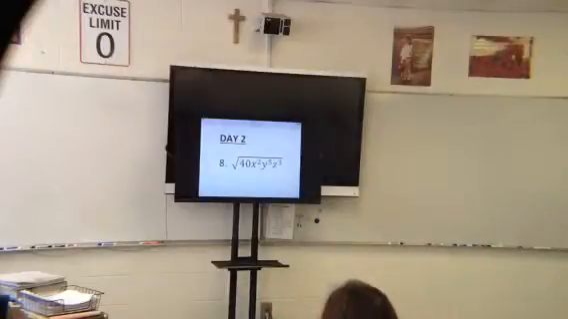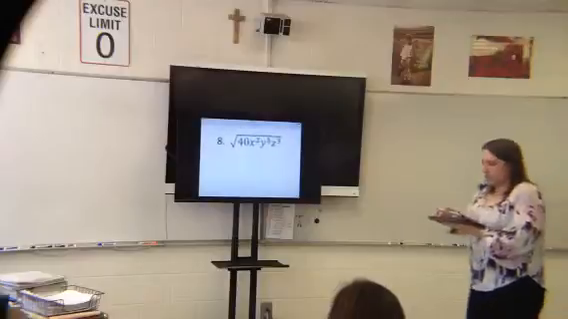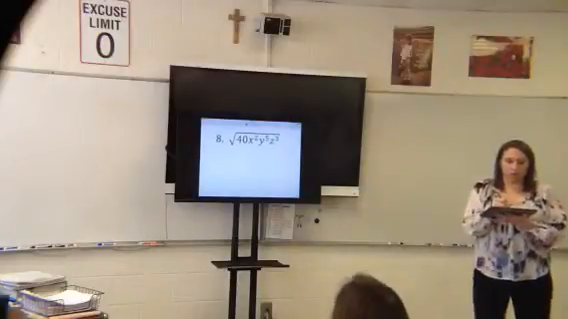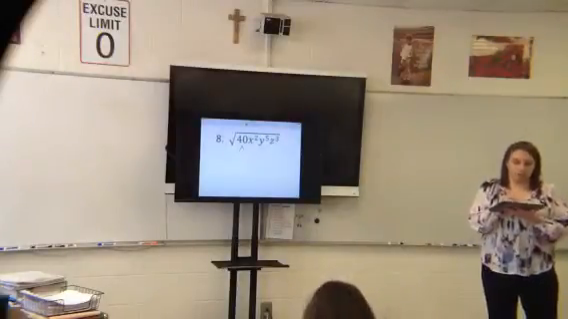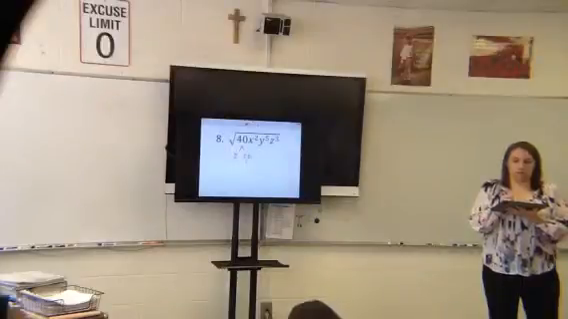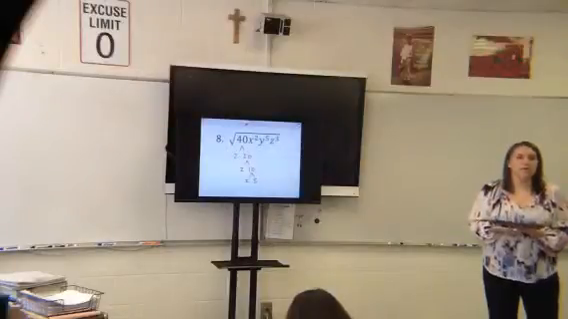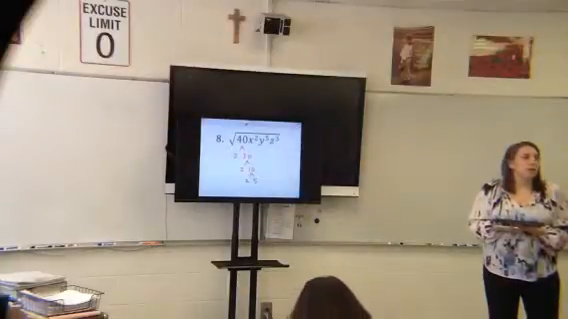Same exact rule. So let's go ahead and start by breaking down the 40. What would 40 break to? 2 and 20. And then 20, 2 and 10. 2 and 5. All right, so now we're going to pair up and move out.